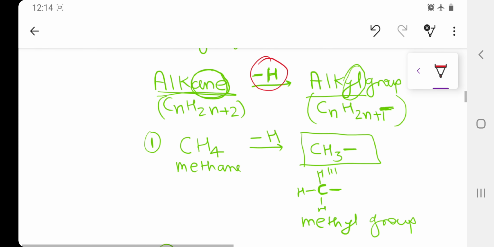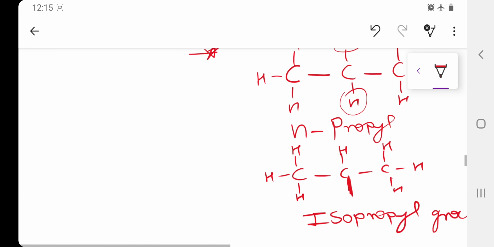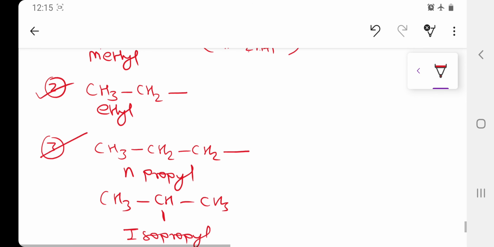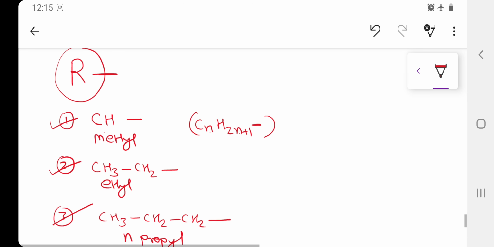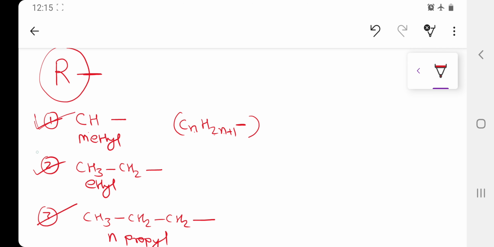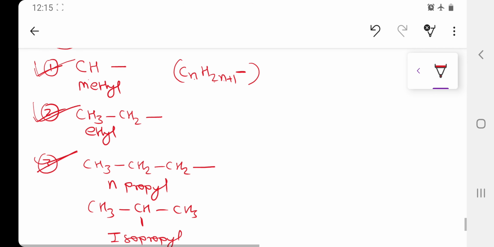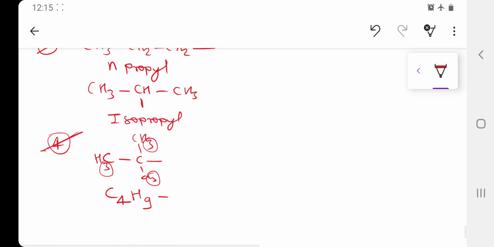Then these are all alkyl groups. The moral of these 30 or 40 minutes is that you have to understand the R group. The R groups are methyl, ethyl, isopropyl, N-propyl and the tertiary butyl group. If you understood all this, then we can move further to understanding the various classes of organic compounds.